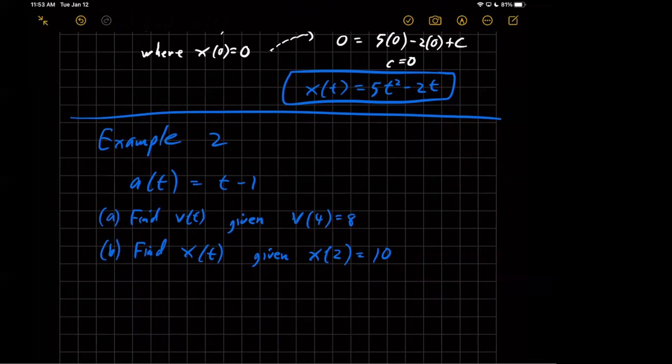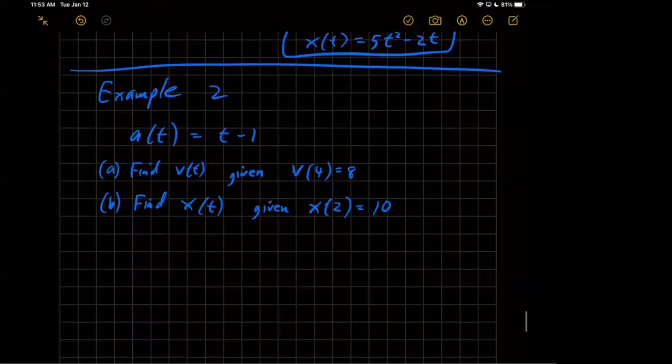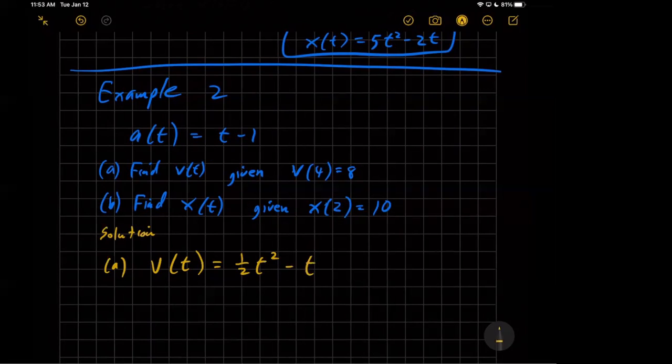Okay, so here's a of t equals t minus 1. So let's work on our solution now. So here's the solution to this problem. For part A, v of t needs to be the antiderivative of a. So 1/2 t squared does have a derivative of t. We can say minus t because the derivative of t would be 1. So you can see that the derivative of this expression is t minus 1. I can put in a plus c to give the general answer to this question. Okay, so that gives me all possible answers.